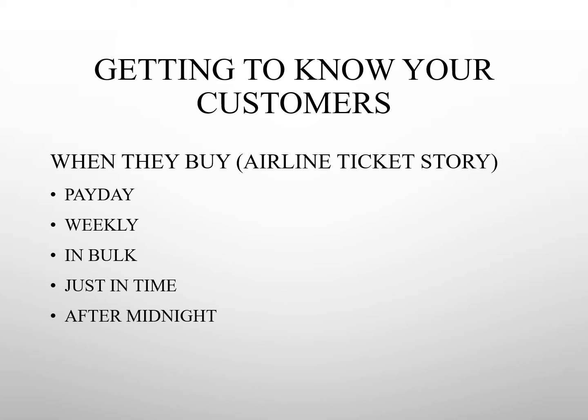Other things about when you might buy. Maybe you buy on payday, the day that you get paid. Maybe you go grocery shopping at that point in time. Maybe you buy things weekly, or you buy things in bulk and store them at home yourself. Or perhaps you use a just-in-time method, which of course means you don't really buy anything until you need it. So maybe you go to the grocery store almost every day to buy what you're going to make for dinner that evening. And then of course we have what we call the after midnight group, which is a group of people who tend to buy their goods and services online late in the evening.